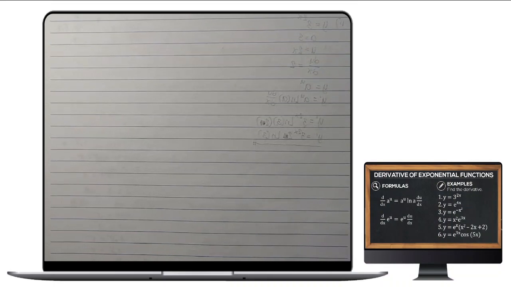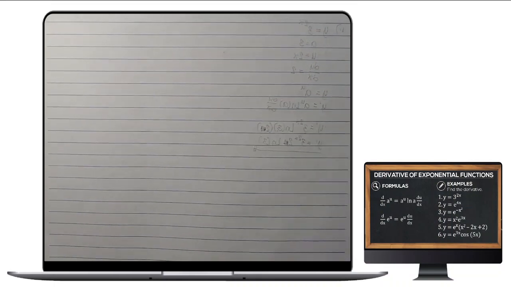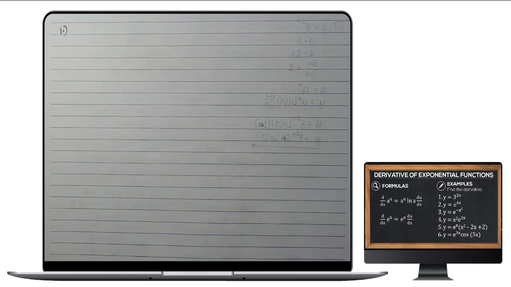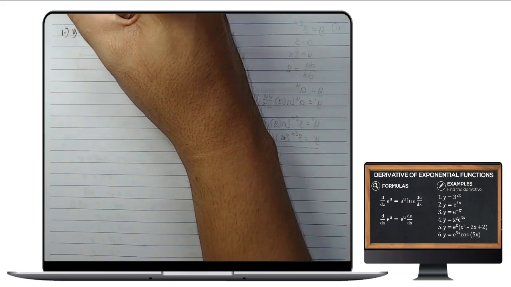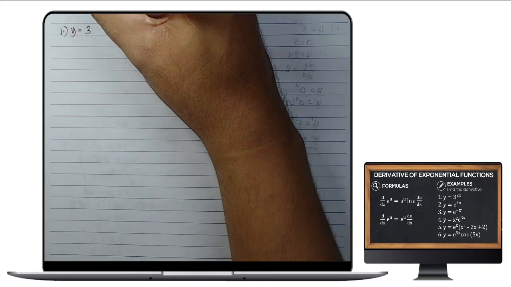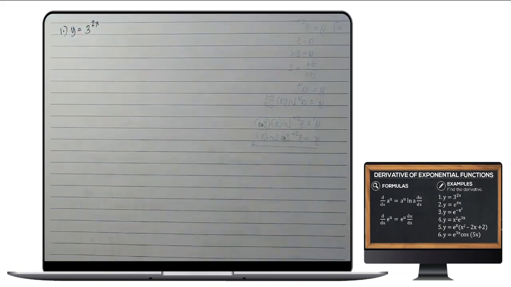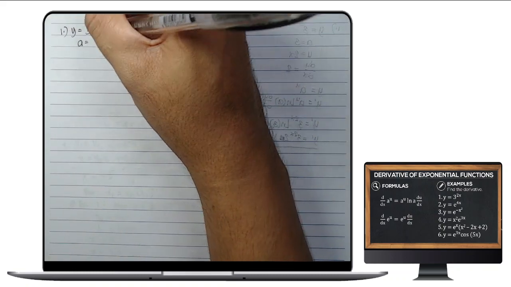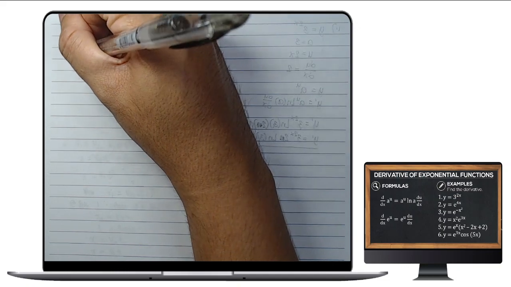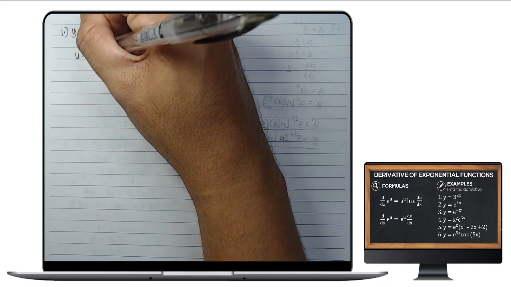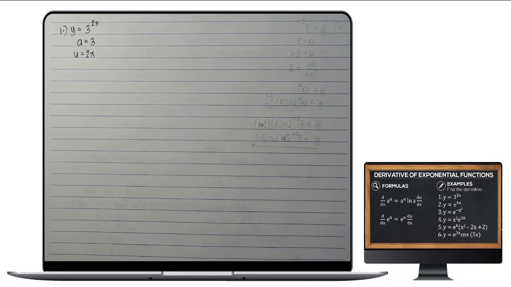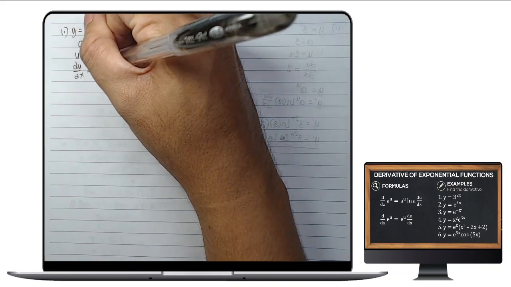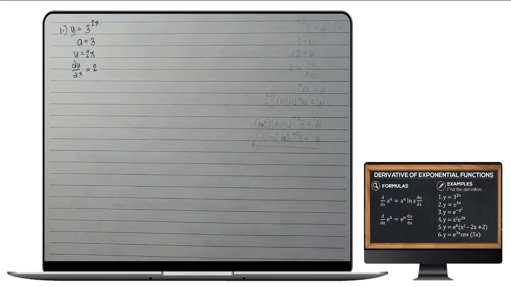So for number 1, we have y is equal to 3 raised to 2x. Okay? So in this case, we have a is equal to 3. And we have u, the exponent, that is 2x. So when we get the derivative of u with respect to x, that is simply 2.